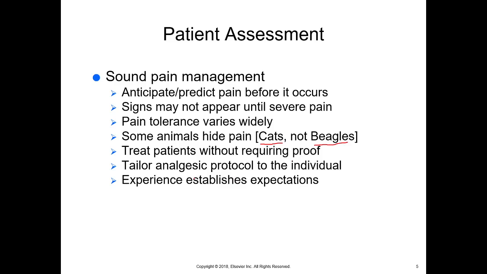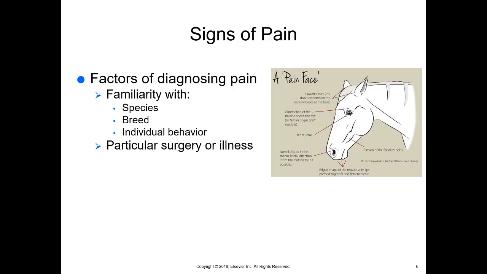We can tailor our analgesic protocol to the individual. So we want to keep them out of pain. We want to anticipate pain. We want to make sure that if it is painful or we think that it should be painful, that we are acknowledging that and keeping them out of that level of pain. And then we're just going to have to develop our experience, and that will help us establish our expectations for each animal. But again, you've got to be able to diagnose pain.